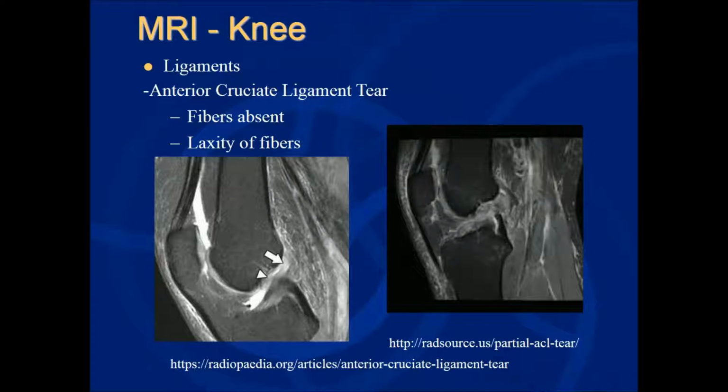Here are two examples of abnormality involving the anterior cruciate ligament. The image on the left showing abnormal increased signal and ill definition of the fibers, as well as a little bit of laxity of the fibers. The image on the right shows a complete discontinuity of the fibers. If you were to scroll through these images, you would see that you could not make out the fibers from origin to insertion.